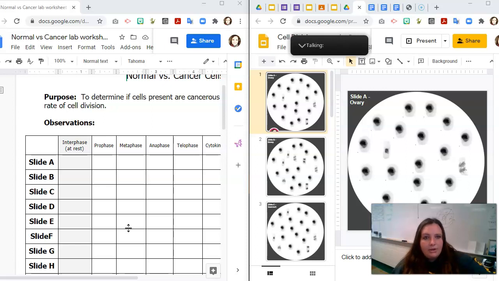On Google Classroom, you're going to see two things. You're going to see a Google slide that you can see right here, and you're also going to have this worksheet here, the normal versus cancer lab.